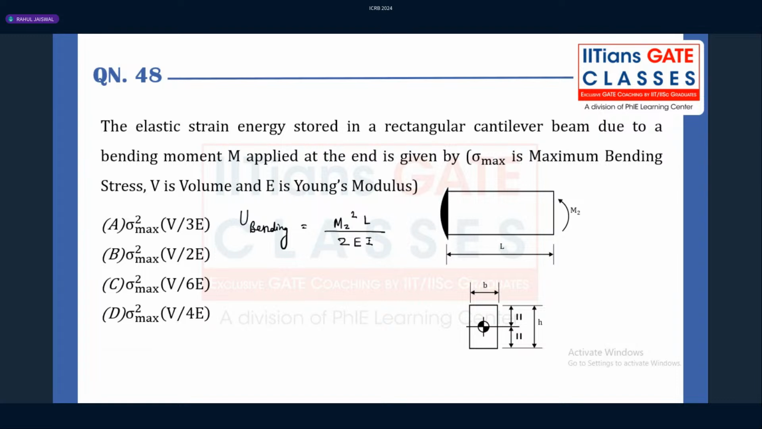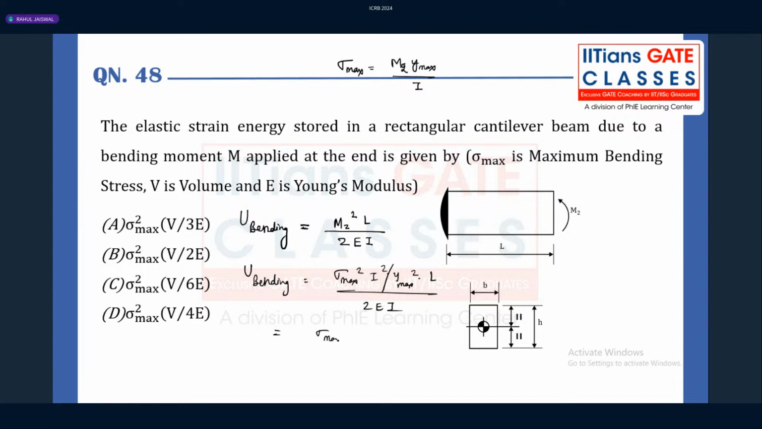For example, we have this one, right? Then what we have, guys? M square L divided by 2EI. If you see the maximum bending stress, sigma max is M into Y max divided by I. So here we can replace M, because there is no role of M in the final answer. So M will be replaced by sigma max whole square I square divided by Y max square into L divided by 2EI.